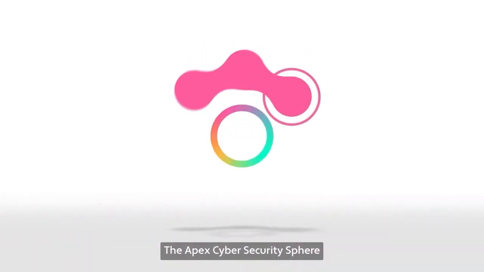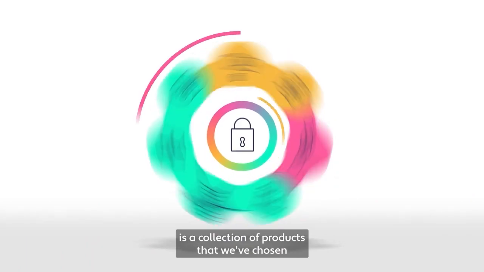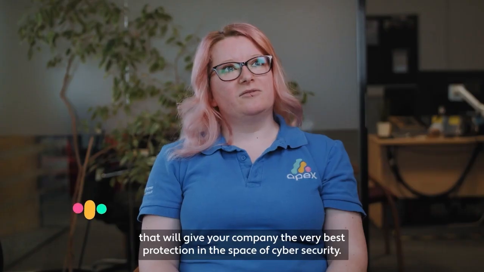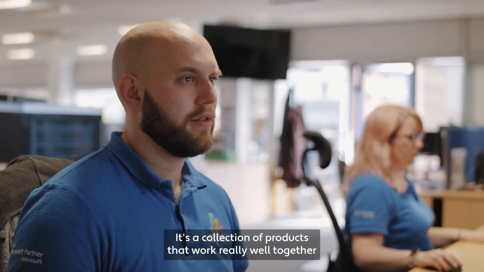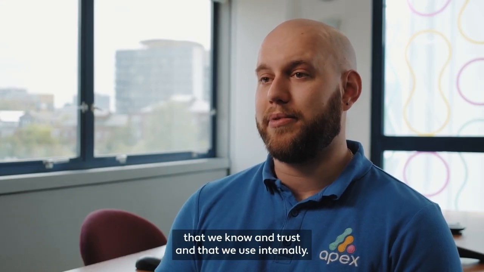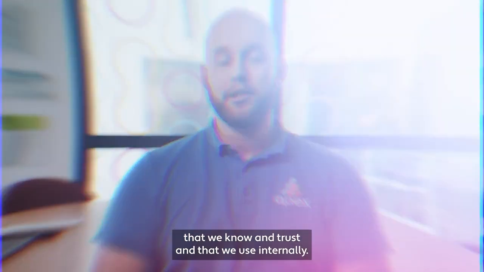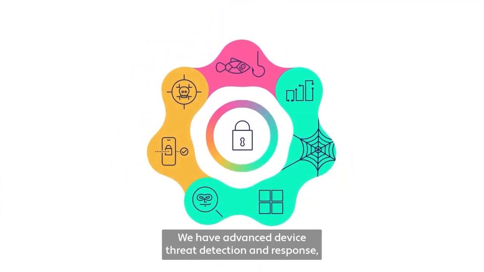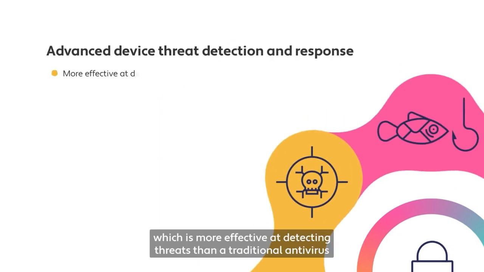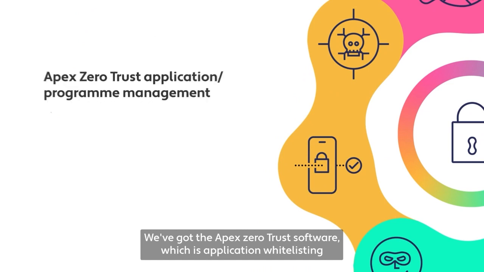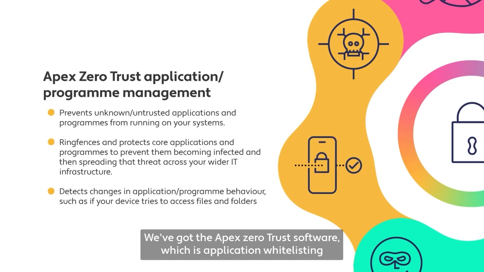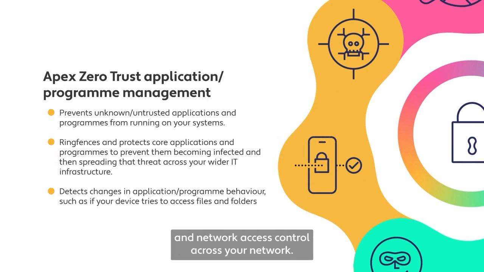The Apex Cybersecurity Sphere is a collection of products that we've chosen that will give your company the very best protection in the space of cybersecurity. We've designed the Sphere to be the best possible solution for any size of business. It's a collection of products that work really well together, that we know and trust, and that we use internally. We have Advanced Device Threat Detection and Response, which is more effective at detecting threats than a traditional antivirus. We've got the Apex Zero Trust software, which is application whitelisting and network access control across your network.